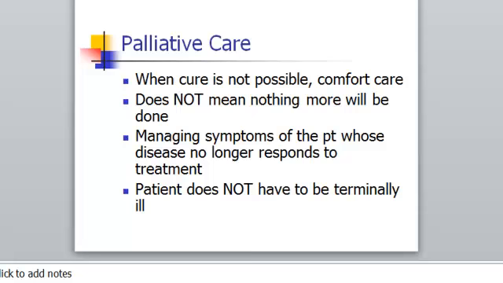In palliative care, all hospice patients do receive palliative care, which is comfort care. You can have a palliative care service that is not for hospice patients. Does that make sense? Okay.